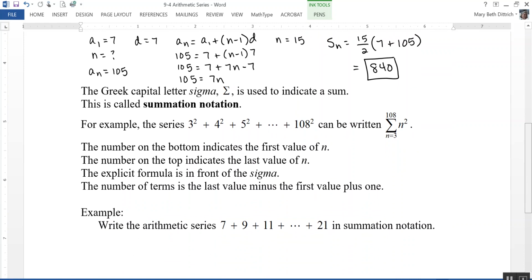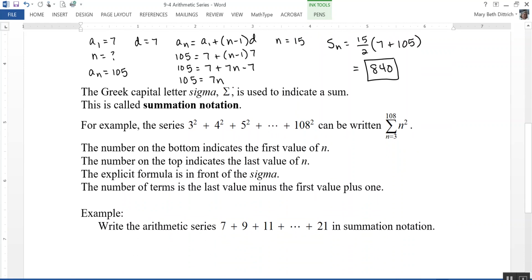The Greek capital letter sigma, which looks kind of like an E, is used to indicate a sum. This is called summation notation. For example, the series 3 squared plus 4 squared plus 5 squared and so on up to 108 squared can be written like this. With the capital sigma, the number on the bottom indicates the first value of n. So notice if I were to plug 3 in for n, that would give me my 3 squared. The number on top indicates the last value of n.